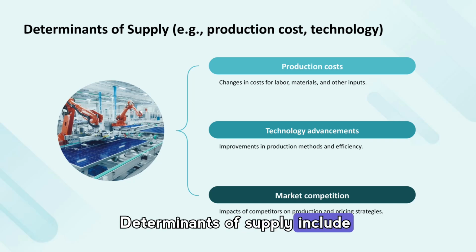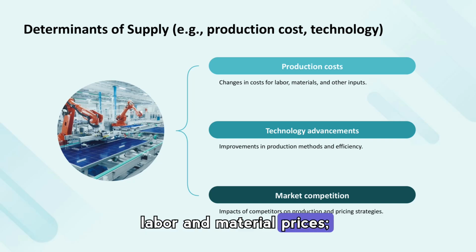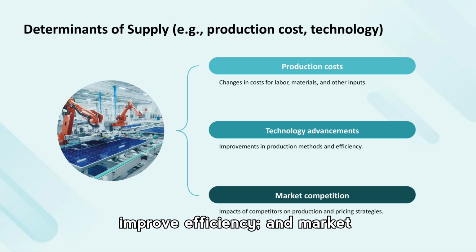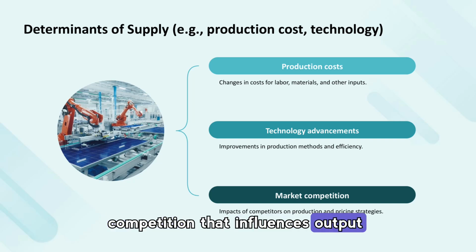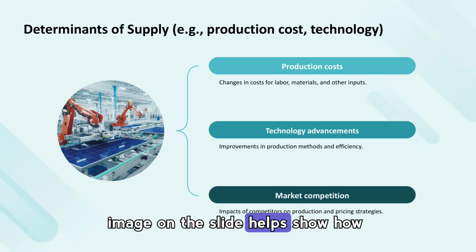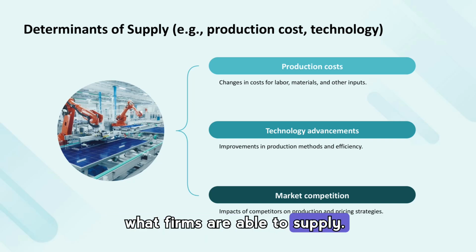Determinants of supply include production costs, which change with labor and material prices, technological advancements that improve efficiency, and market competition that influences output and pricing decisions. The factory image on the slide helps show how production and technology shape what firms are able to supply.